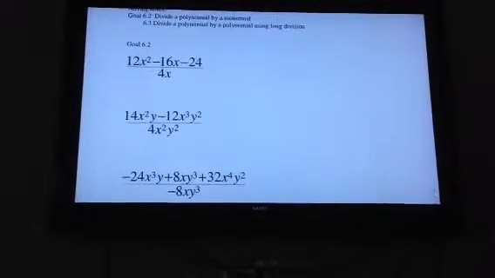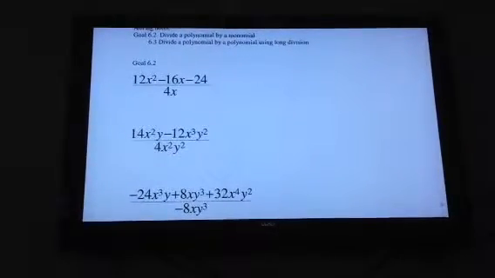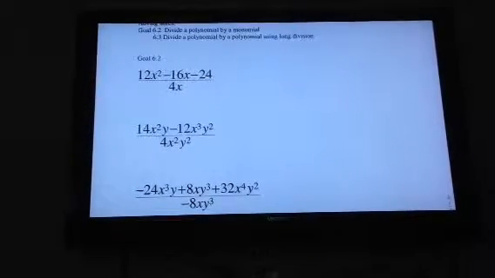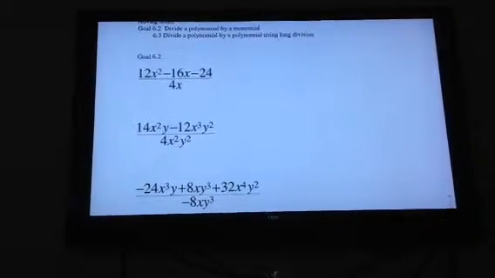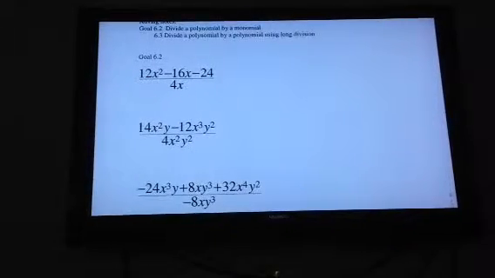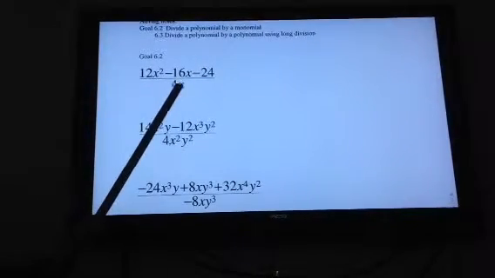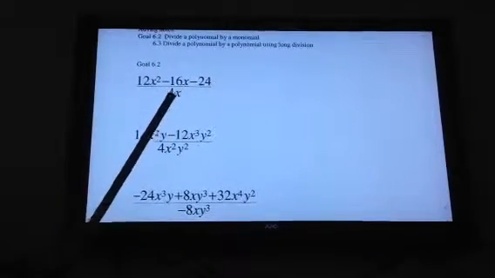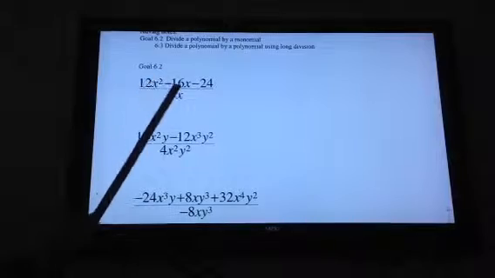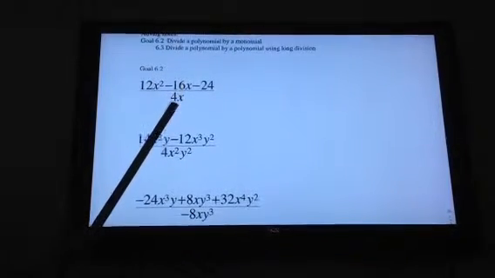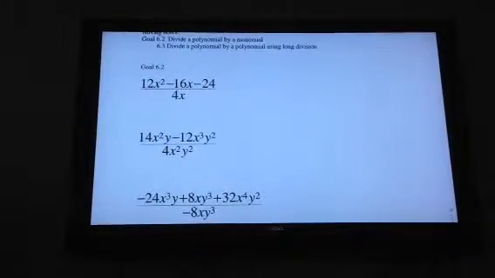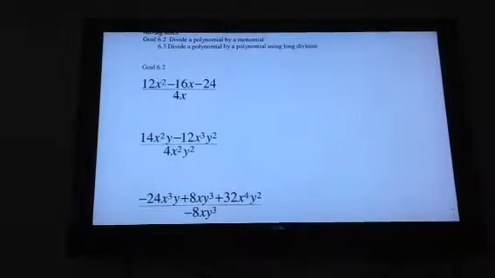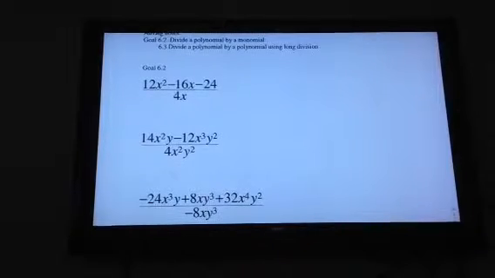Monomials and monomials, no addition or subtraction. So now we're working with a polynomial divided by a monomial. When you have a monomial term that you are dividing by, this monomial term goes with each term in the polynomial. So this 4x goes with 12x squared, this 4x goes with 16x, and this 4x goes with 24. So it goes with all of them. It just doesn't go with one of the 3 or 2 or however many there are in the polynomial.